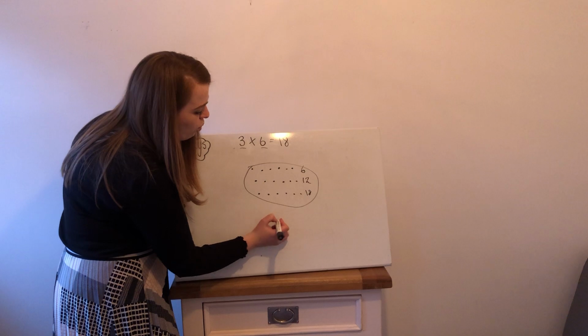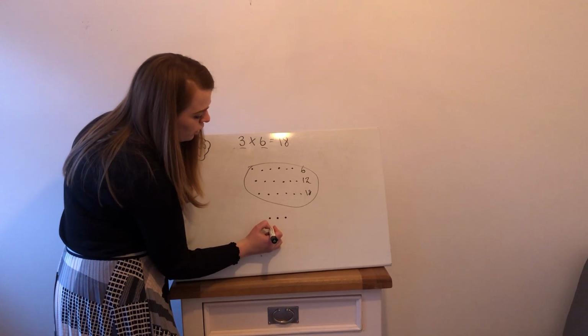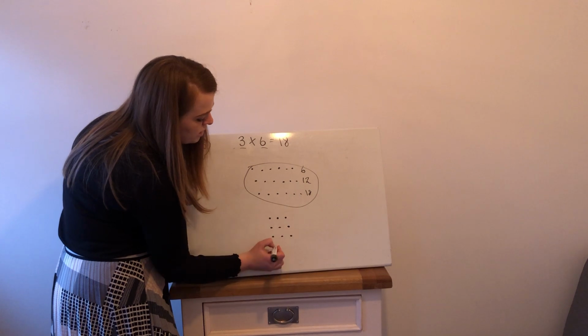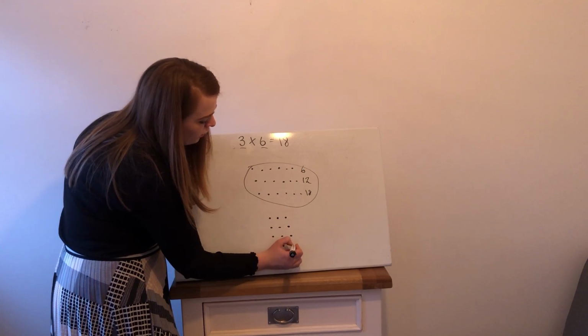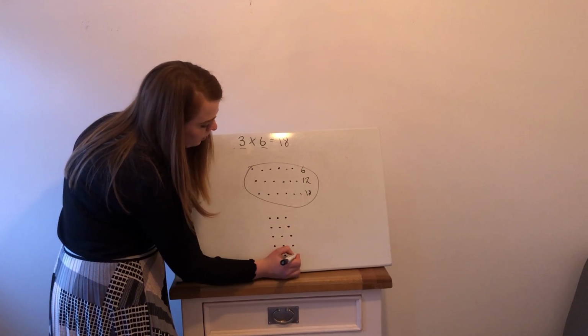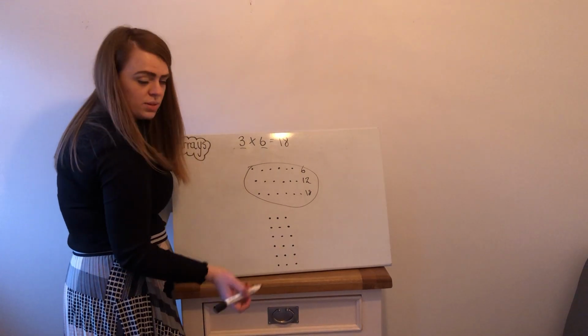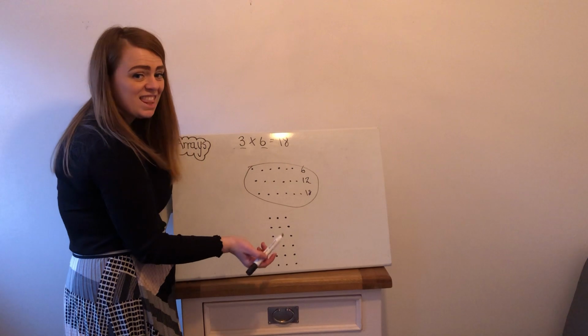So I'm going to have 1 row of 3, 2 rows of 3, 3 rows, 4 rows, 5 rows, 6 rows. This time I'm going to count in 3s.